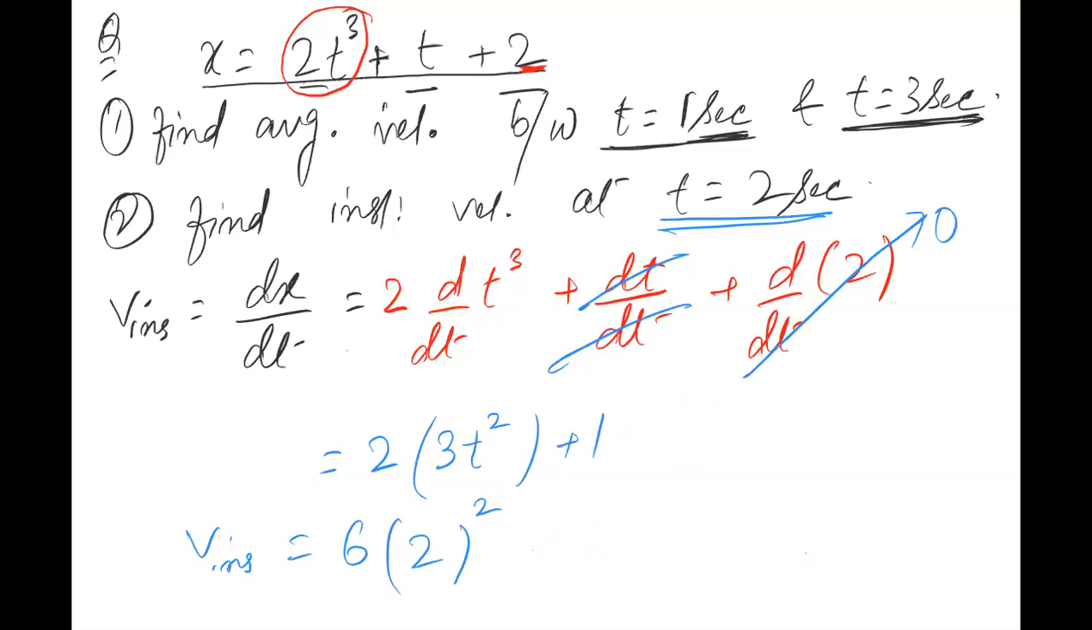This dt by dt is 1, right? I just left out that. So this will be equal to 25 meter per second. How did you get the same answer, Mohana? 24 was the wrong answer. Mohana?